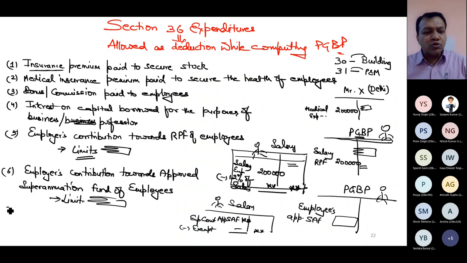Employer's contribution towards new pension scheme of the employees. See why these deductions are allowed. If the department does not allow these deductions, employers will not contribute towards these funds. They will say that we will give you the entire amount of salary. We will not give you anything towards your fund because we will not get the benefit.